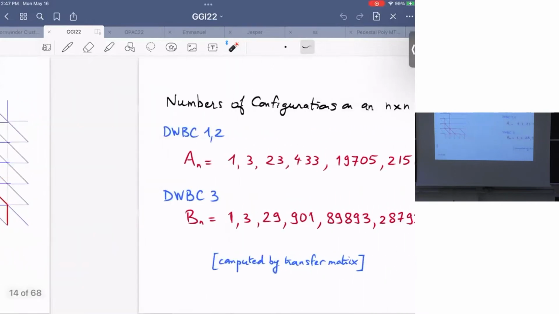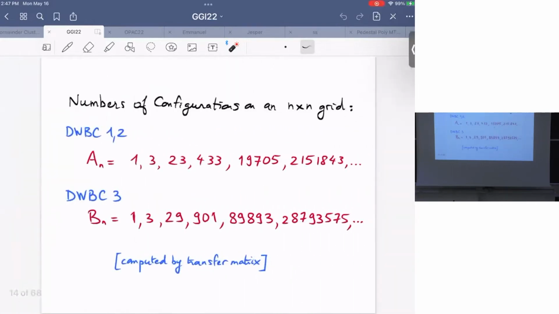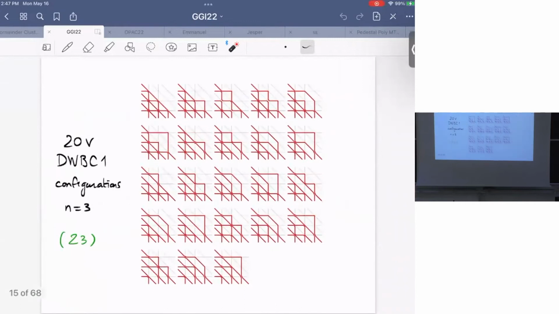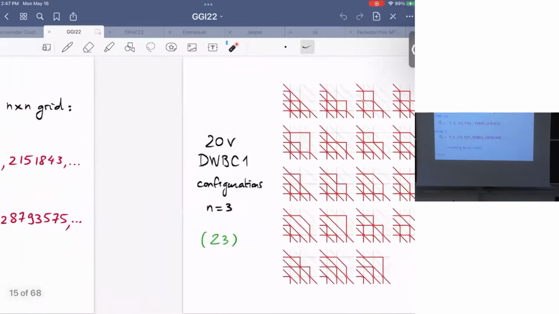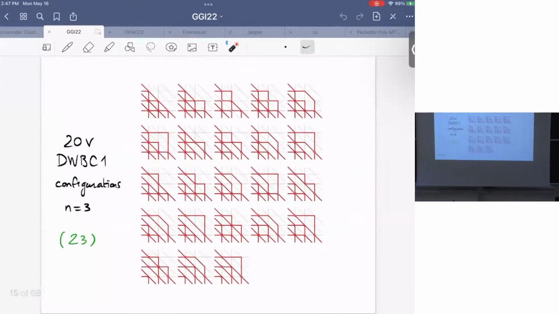All right. Now you can play with transfer matrices and count the configurations, and you find these 2 sequences for domain wall 1, 2 and domain wall 3. Okay. All right. So here are, for instance, the 23 configurations for size 3, domain wall boundary conditions 1. Okay. Bon.